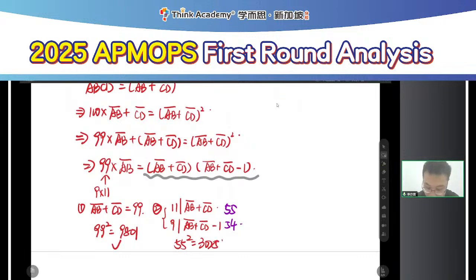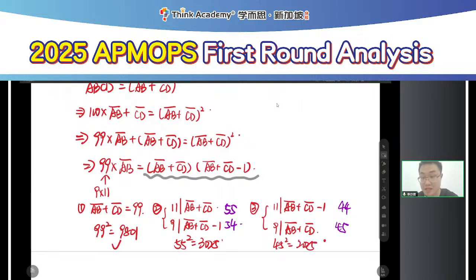Yeah, this also works. The third case is, again, 11 divides the smaller number and 9 divides the larger number. And then this is 44 and 45, which in this case is 2025.